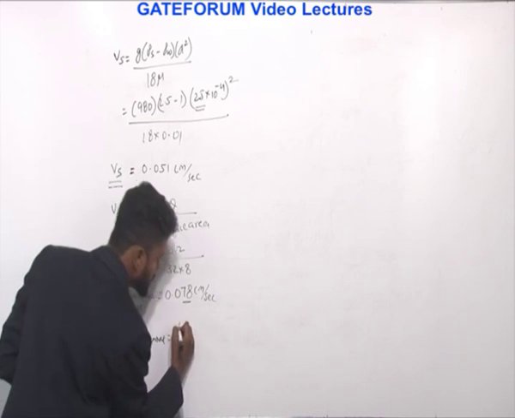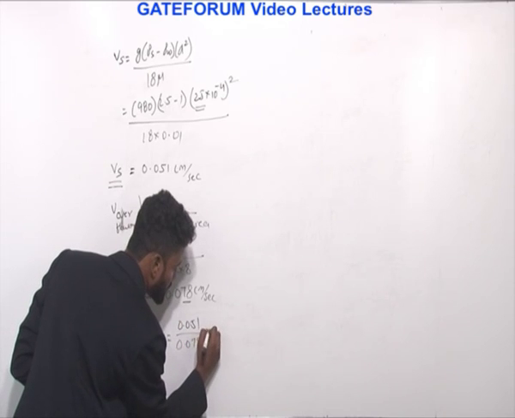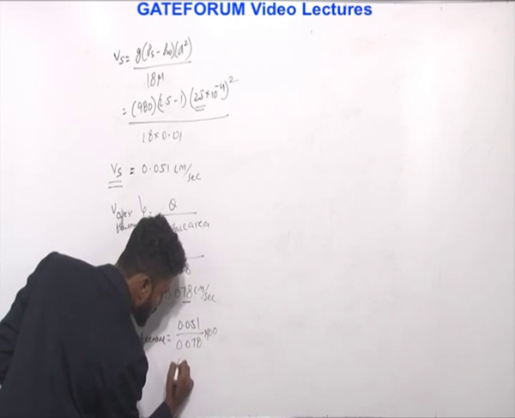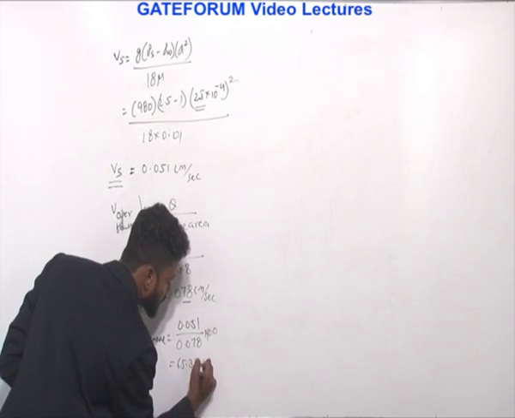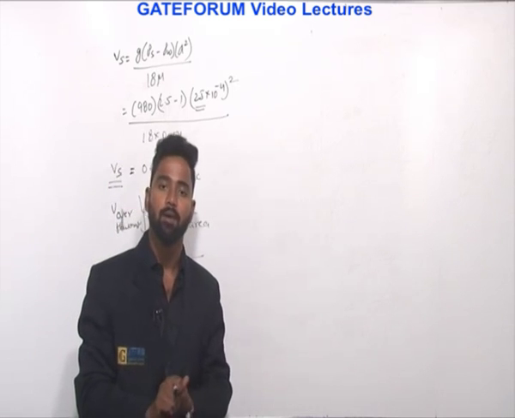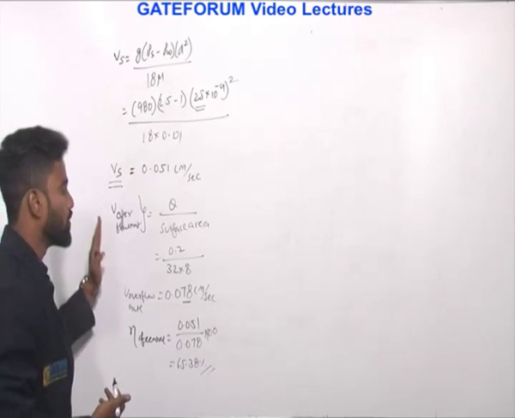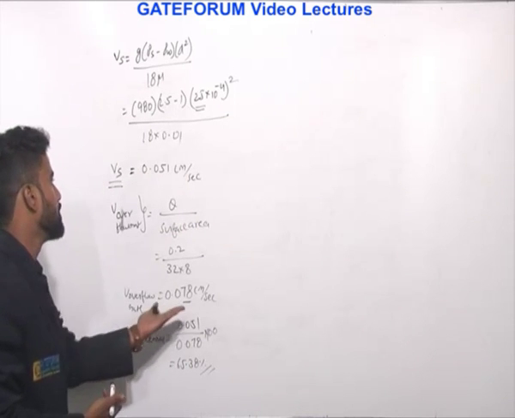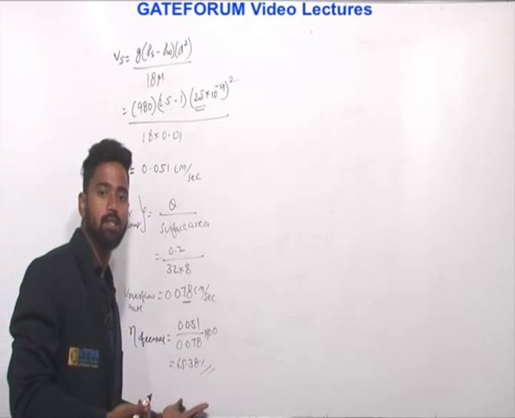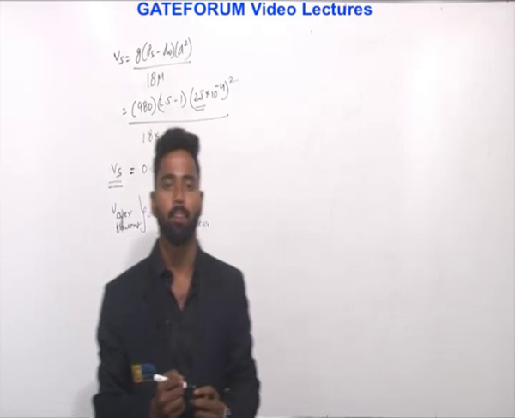it is given as 0.051 upon 0.078 multiplied with 100. Approximately you will get it as 65.38%, and the only option available to you is 65%. So very simple application. Apply Stokes' law, calculate overflow rate, and efficiency is Vs upon V overflow rate, that is 65.38%, so 65%. Thank you.